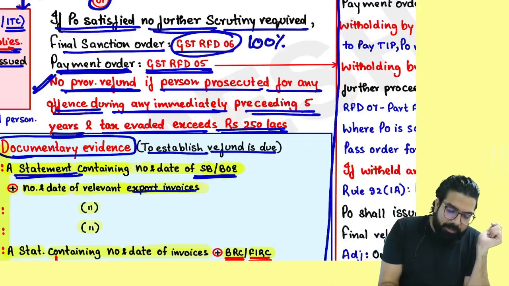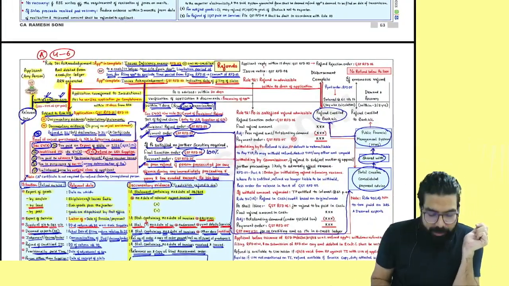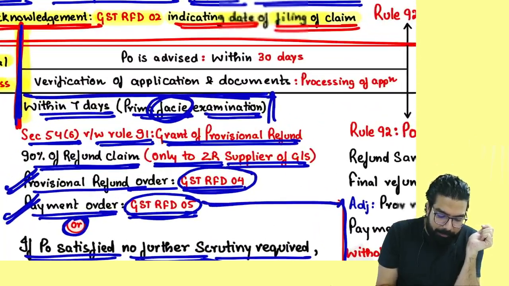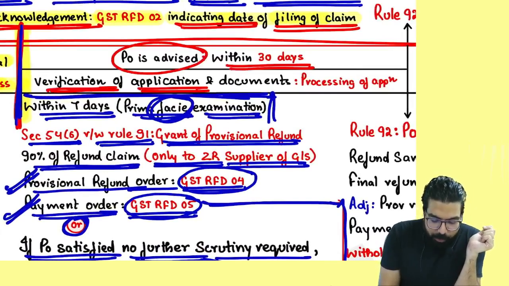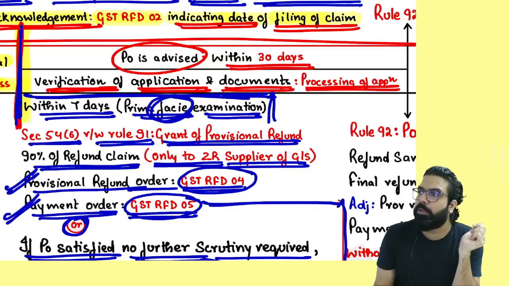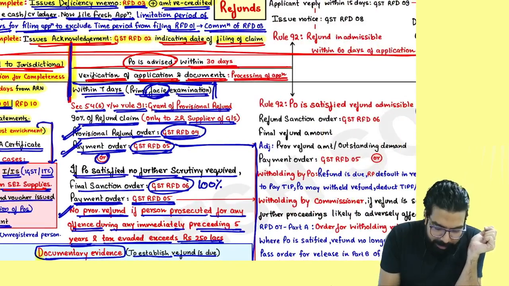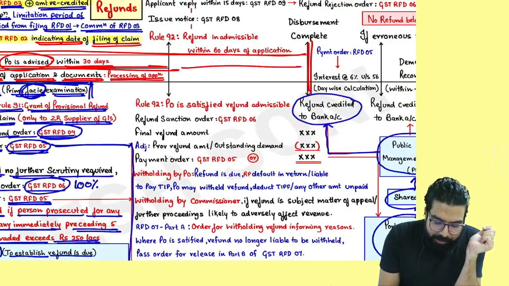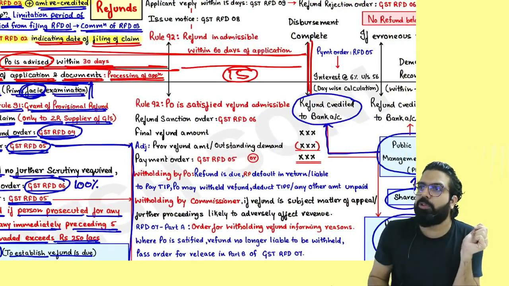Now what will happen? Sir, supposing I am not a zero rated supplier. Then now what will happen? The proper officers are advised that within the next 30 days, they should do the verification of the application and documents and process the application. You know why 30 days? 15 days gone here. 30 days they will take. Again, how many days remaining? 15 days only. So 15 days the PFMS website also will take, no.